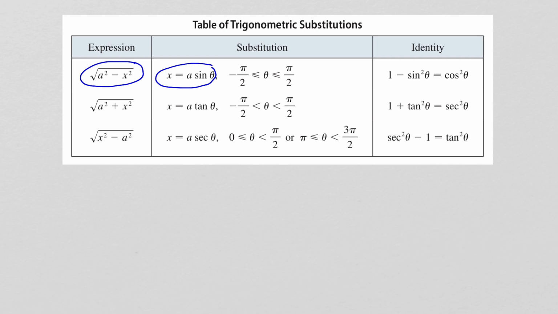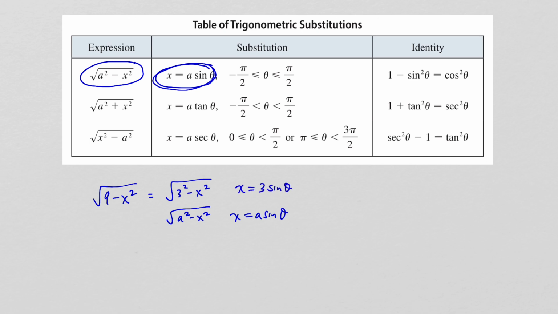And this is actually an example of the first problem that we looked at, where we looked at the expression square root of 9 minus x squared. You can think of 9 as being 3 squared. And so you can see that this fits the pattern of the square root of a squared minus x squared. And the substitution to make is to let x equal a times the sine of theta. And that's what we did just a few minutes ago. I let x equal 3 sine of theta because in this particular example, a is 3.